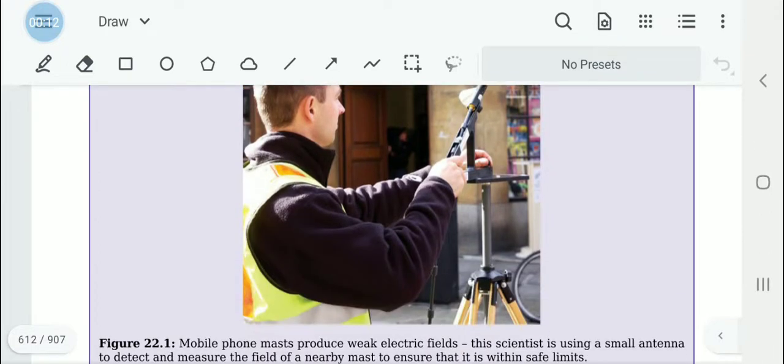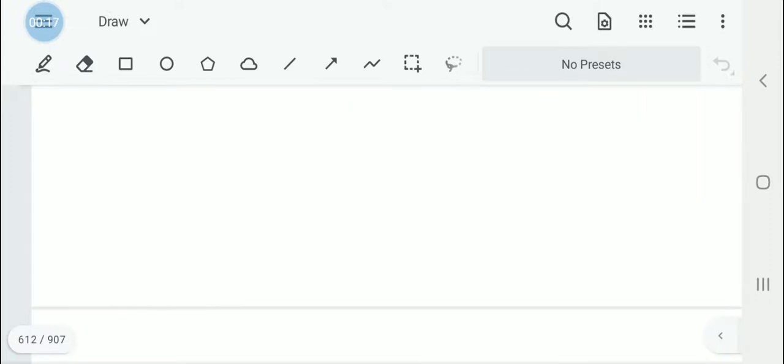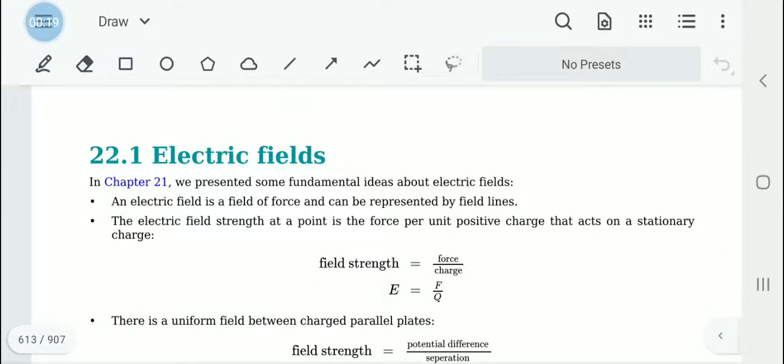how the electric field is generated and what electric field strength is. Electric field is a field of force and we can represent it by field lines. The field lines will depend on how the electricity is present at that point, whether it is a point charge or a circular globe, etc. It depends, right? Then electric field strength at a point is the force per unit positive charge that acts on a stationary charge. That is also something that we learned.